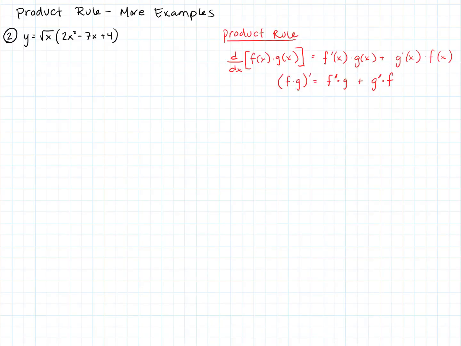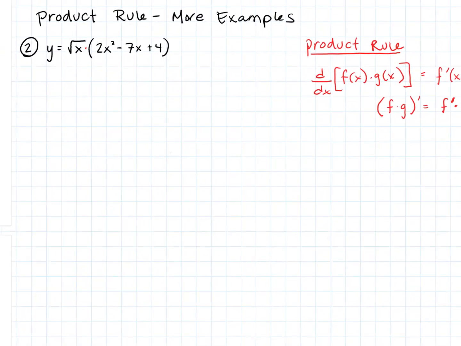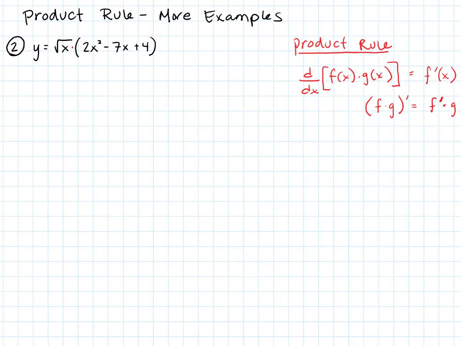All right, so let's get in here and let's do some examples. So if I have this particular function, y equals the square root of x times the polynomial 2x squared minus 7x plus 4, I see that this is a product. So using the product rule is one of the options that I have. And so that's what I'm going to go ahead and do. Now, in this notation here, this would be my f, my first function, and this would be my g.